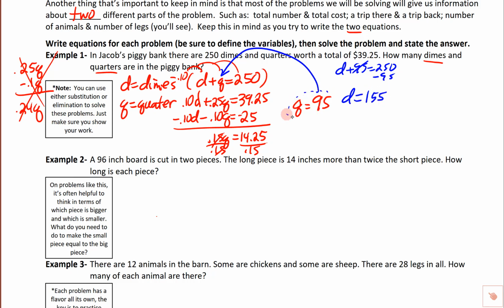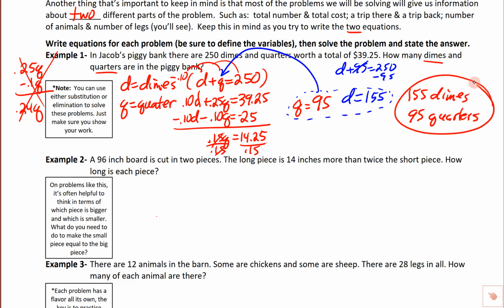Now that's the answer to the system of equations. Q is equal to 95 and D is equal to 155. We don't have to write these as an ordered pair because what we need to do is state what the answer is. We need to say what this means in the context of the problem. So what this means is there are 155 dimes and there are 95 quarters. And we can circle that and we are all finished.